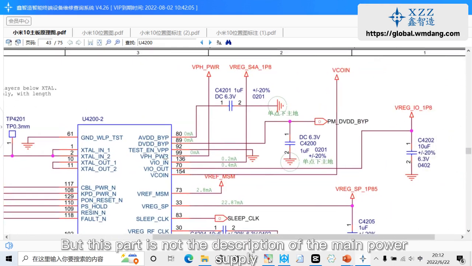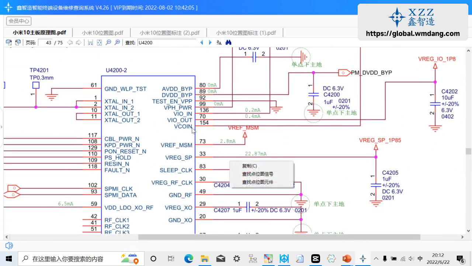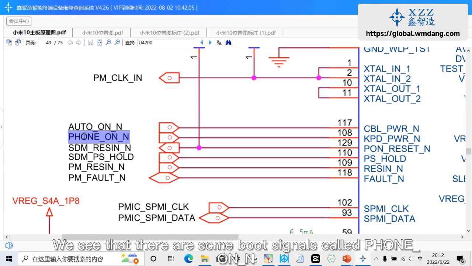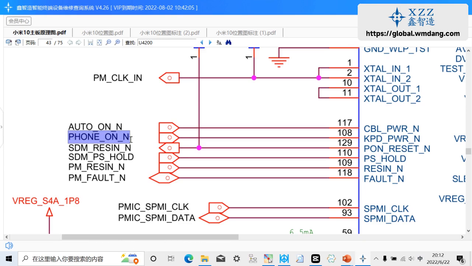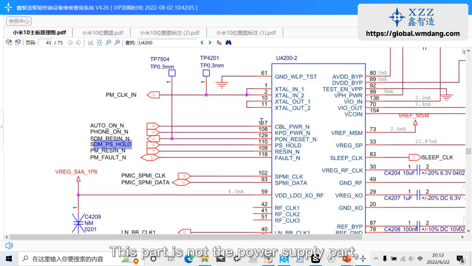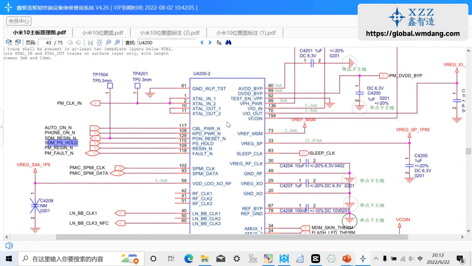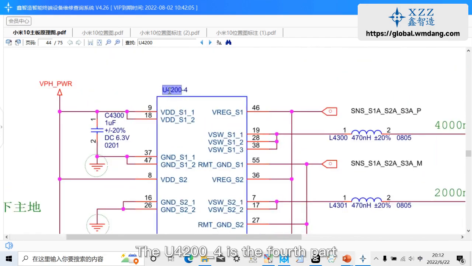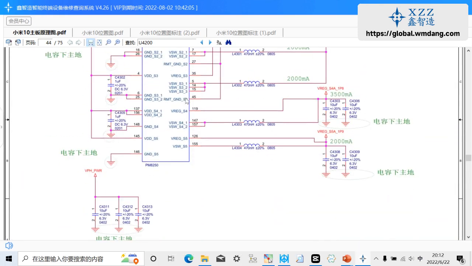But this part is not the description of the main power supply. We see that there are some boost signals called PHONE-ON. There are also reset signals, maintain signals. This part is not the power supply part. We have to find this power supply part first. The EU4200-4 is the fourth part. How do we understand this diagram?